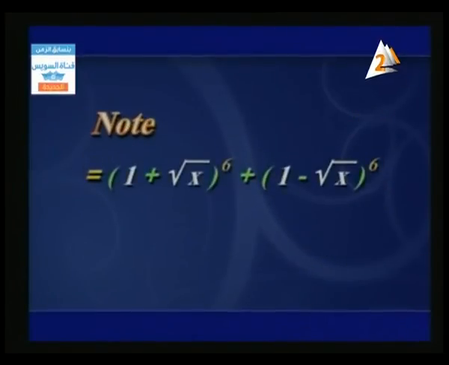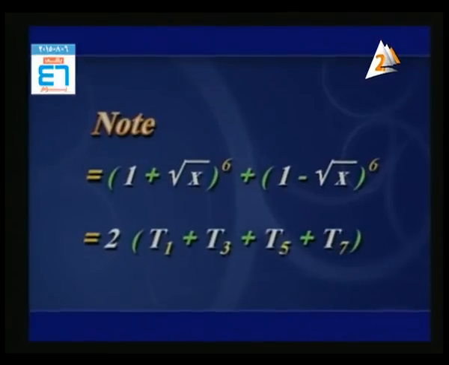Note that (1 + √x)^6 + (1 − √x)^6 equals twice the odd terms, t1 plus t3 plus t5 plus t7.